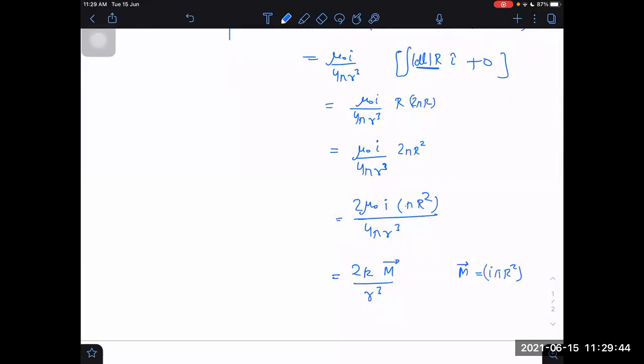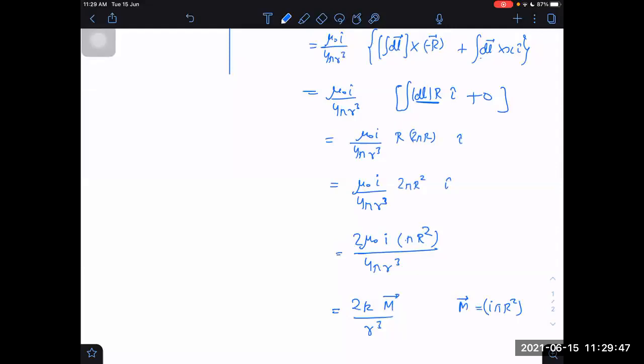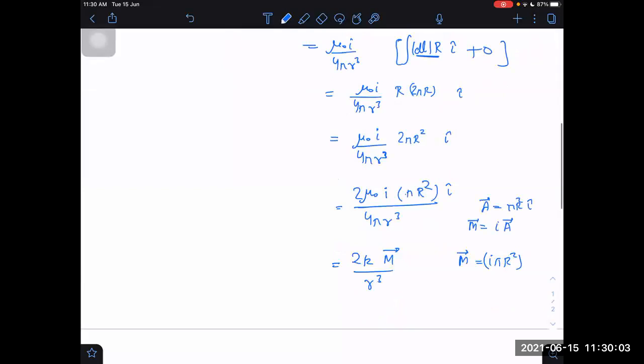And one more thing here. This direction was along I cap. The area vector is nothing but pi R square into I cap, and the magnetic moment vector is nothing but I into the area vector. So this pi R square multiplied by I cap can be replaced by the M vector. So what is the magnetic field at an axial point? I have told you before that it comes out to be 2 K M by r cube. Now we have a reason for that, right? Understood. Okay.